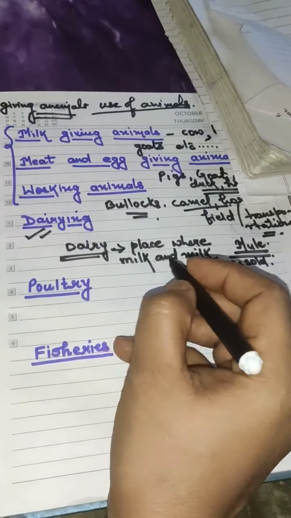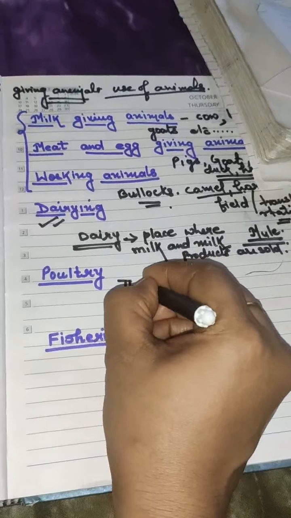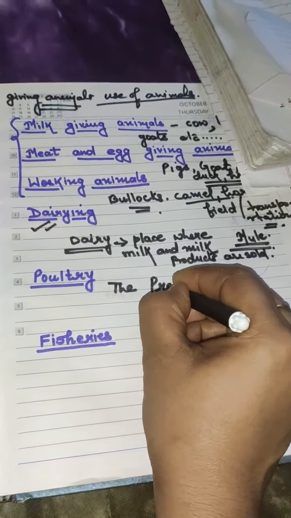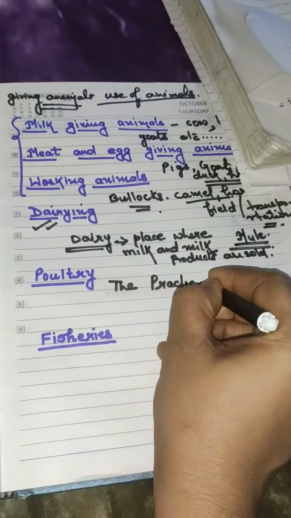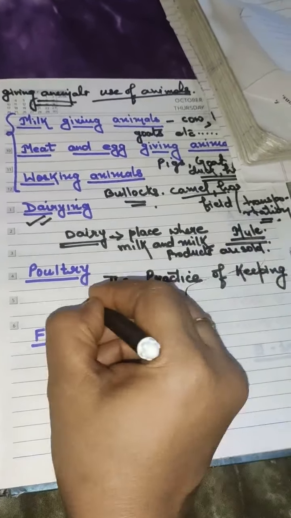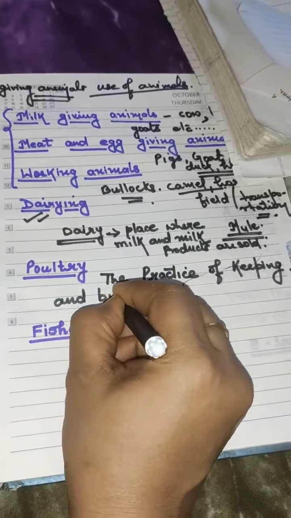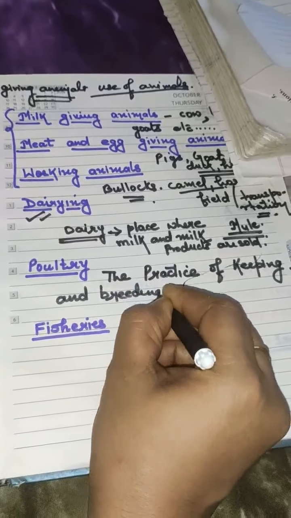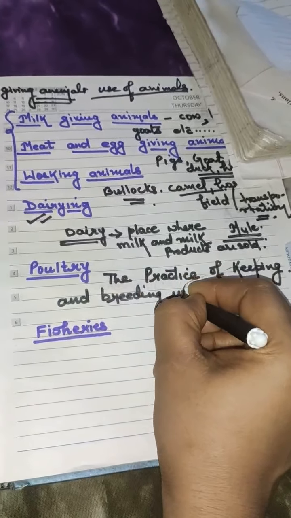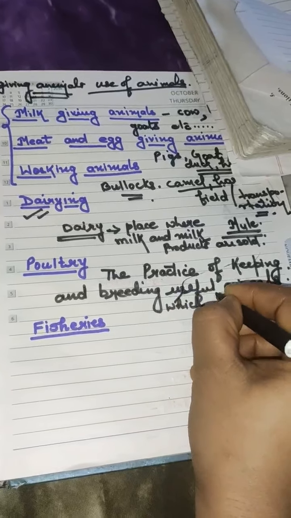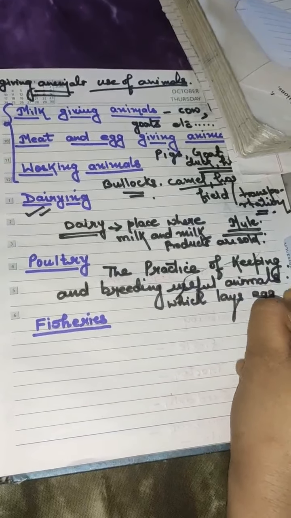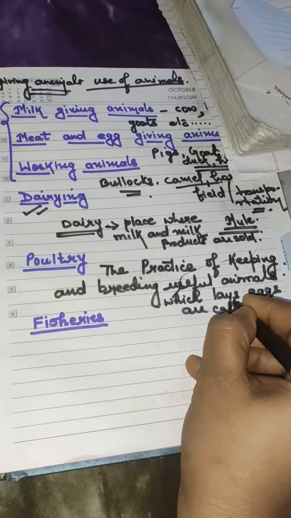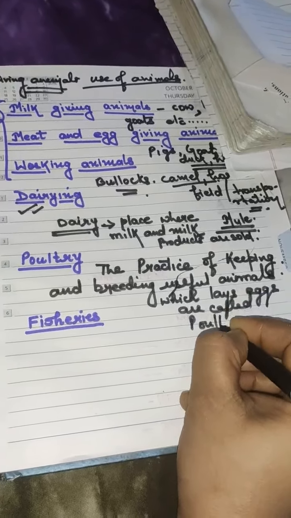So write down here, poultry farming: the practice of keeping and breeding useful animals which lay eggs is called poultry farming.